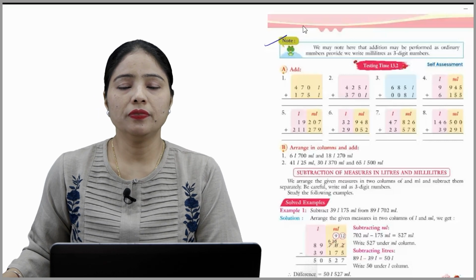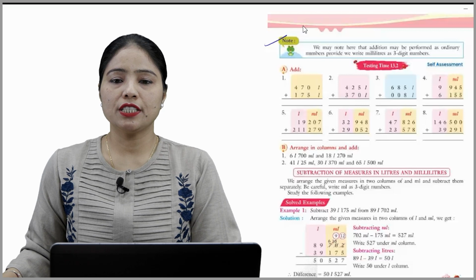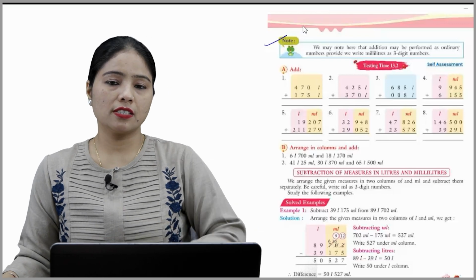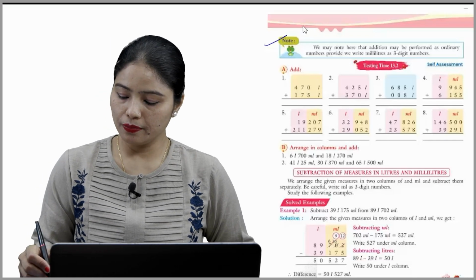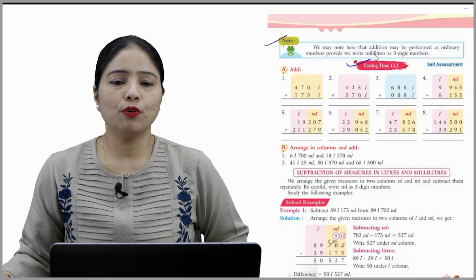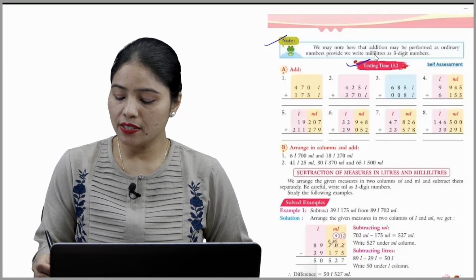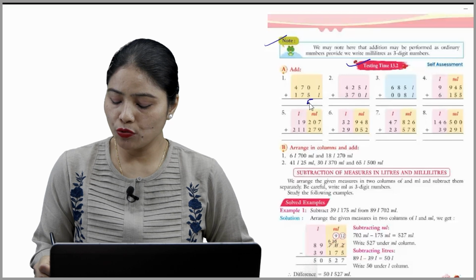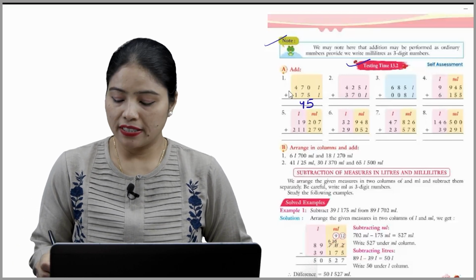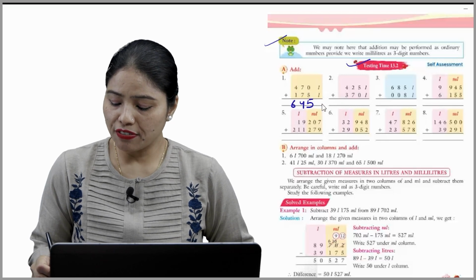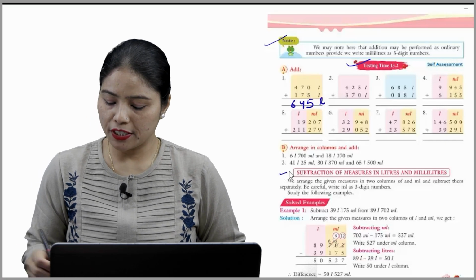We may note here that the additions may be performed as ordinary numbers provided we write milliliters as 3 digit numbers. Okay. So now Texting Time 13.2. Here it is given 470 liter and 175 liter. So start with that. 5. 0 has no value. 7 and 7 is 14, 4 carry 1. 4, 5 and 6. So 645 liter. Okay. So these are the other questions. You have to complete it on your own, beta.